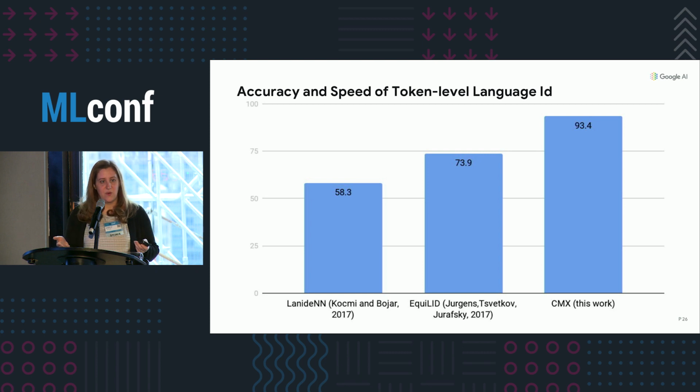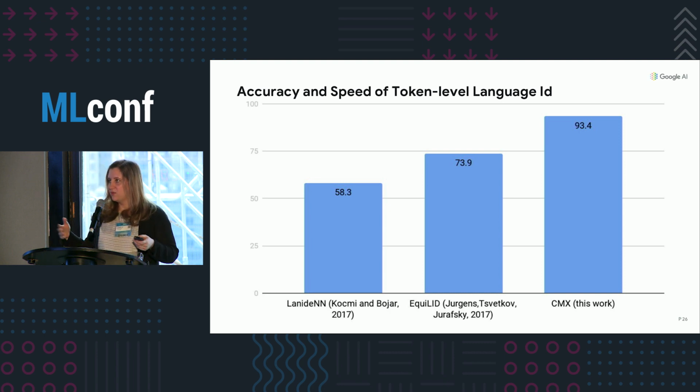And so this model does quite well. The model on the right is this work that we published at EMNLP last year, and the other 2 are prior models, and the results are averaged across a variety of data sets. We can get in the 90s. Prior work was in the 50s or 70s.